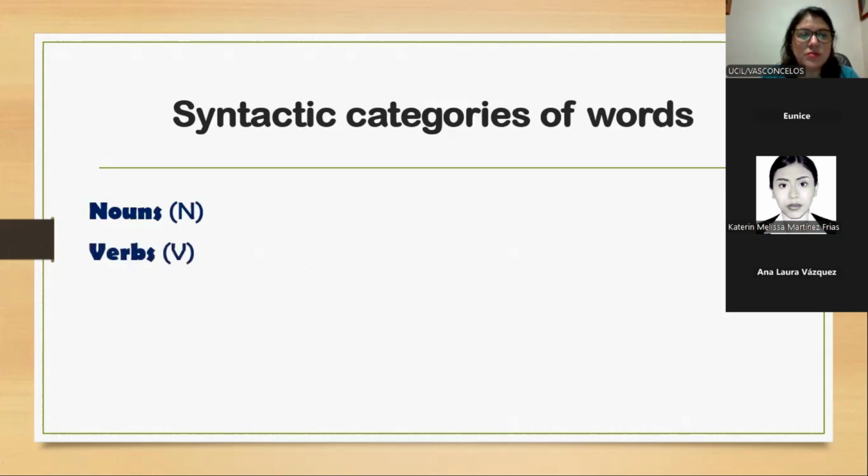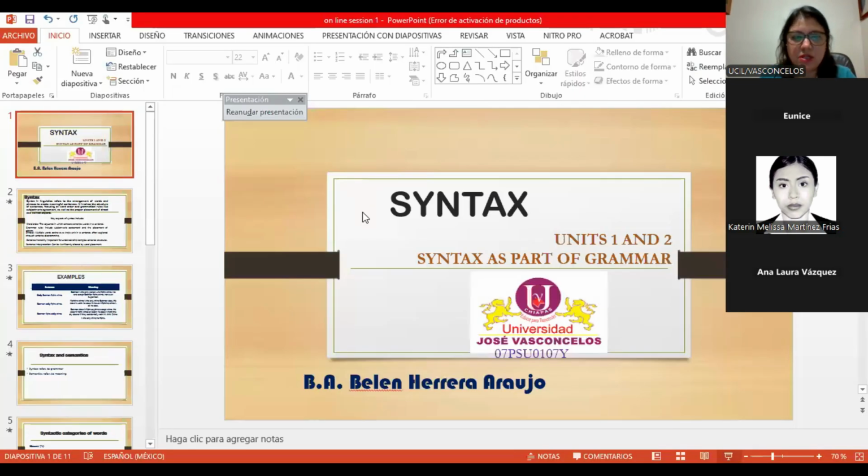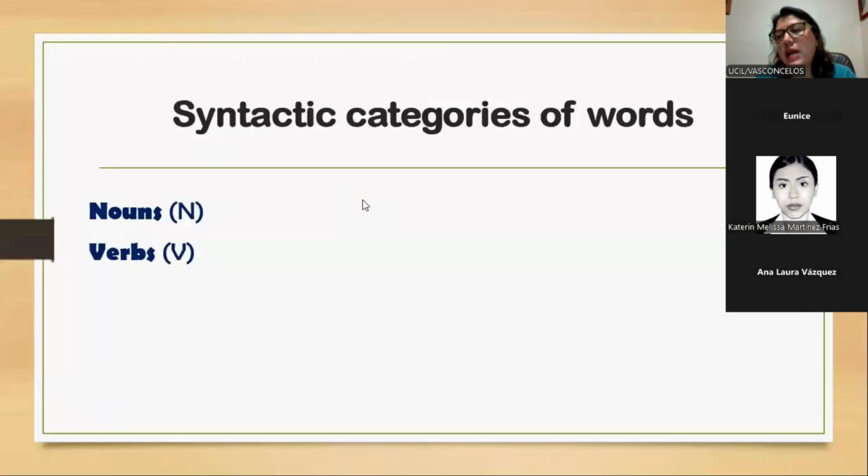What is a noun? The nouns are words that we can give to anything. For example, house, computer, etc. Right? And here we have the verbs. Verbs are actions, as we were checking: speak, go, sleep, and so on.